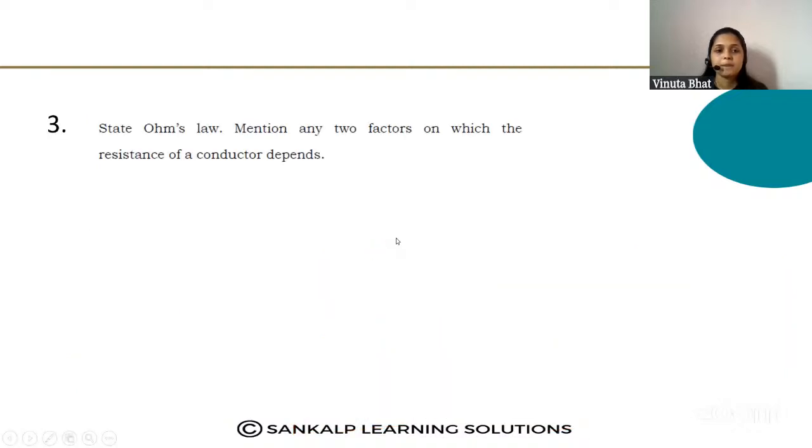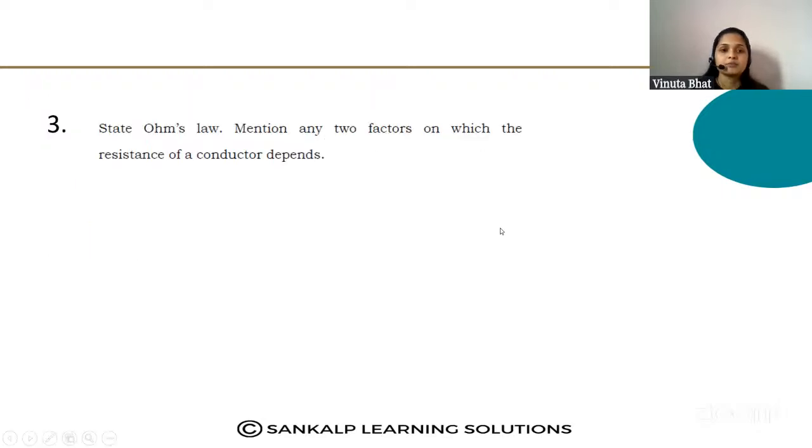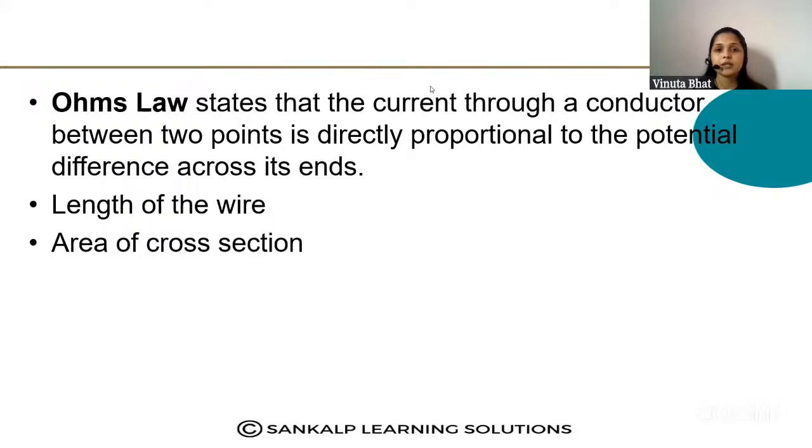Next question. State Ohm's law. Mention any two factors on which resistance of a conductor depends. Ohm's law states that the current through the conductor between 2 points is directly proportional to the potential difference across its ends. The resistance of the conductor depends on the length of the wire and the area of the cross section.